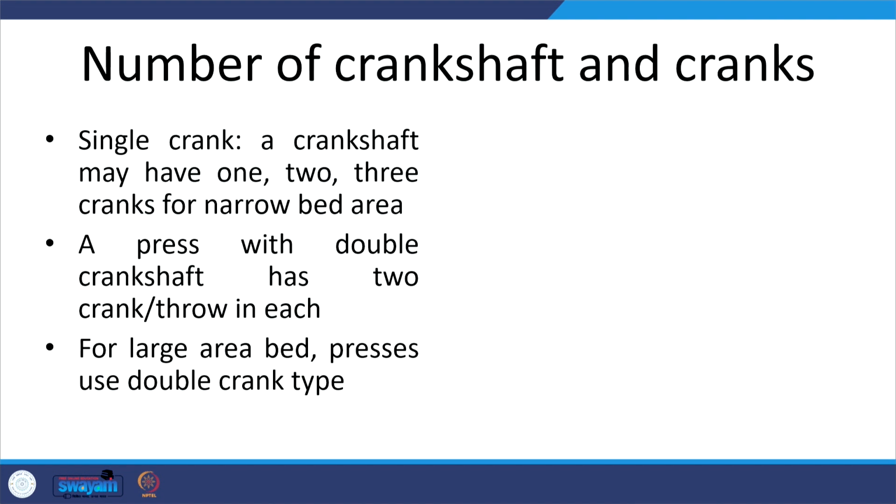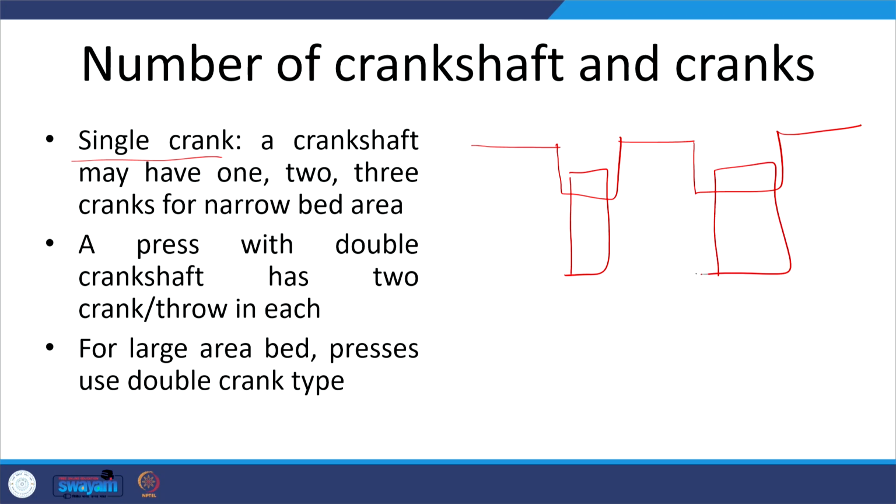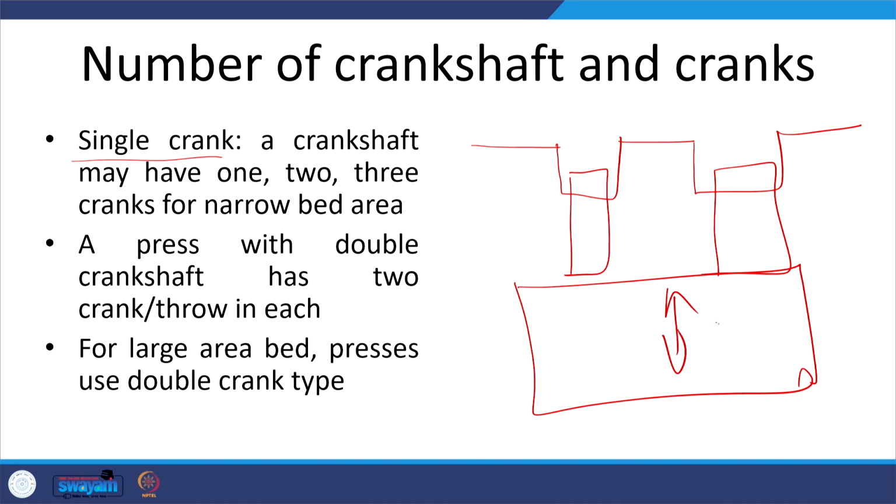So, the number of cranks on the crankshaft, the single crank arrangement, means that in a crankshaft we may have either a single crank like this, or multiple cranks, and from each crank there will be a connecting rod that will be used to support the ram like this. So, this is a ram which is moving in the up and downward direction, and these are the connecting rods. These are connecting rods. So, connecting rods are supporting the ram from 2 points.